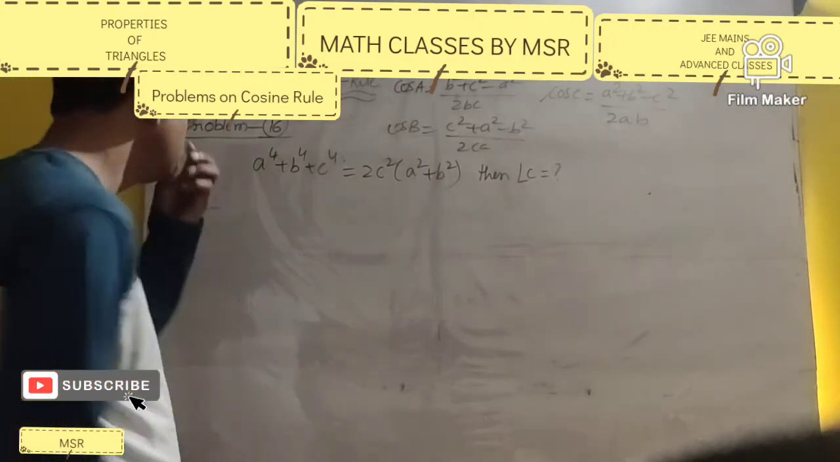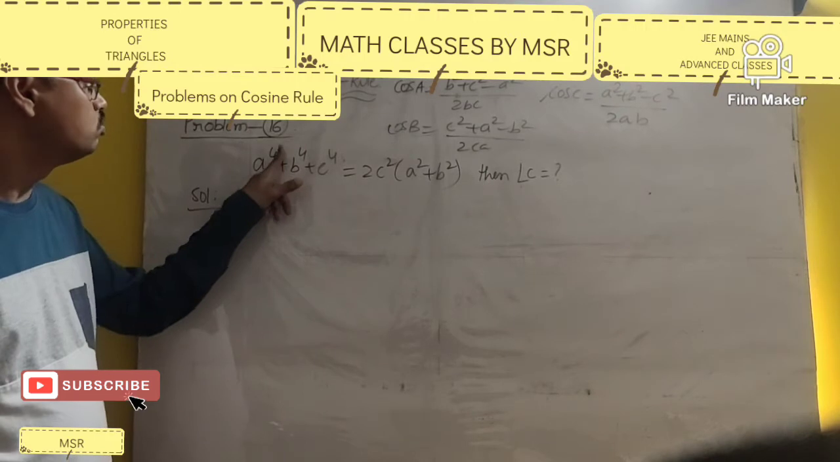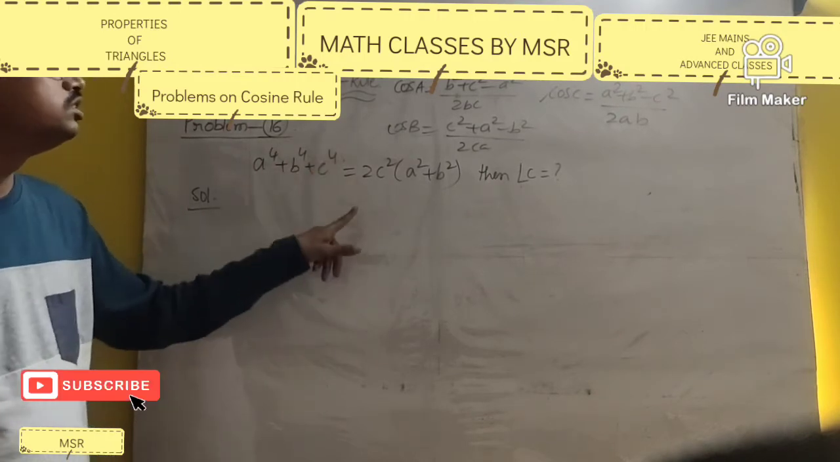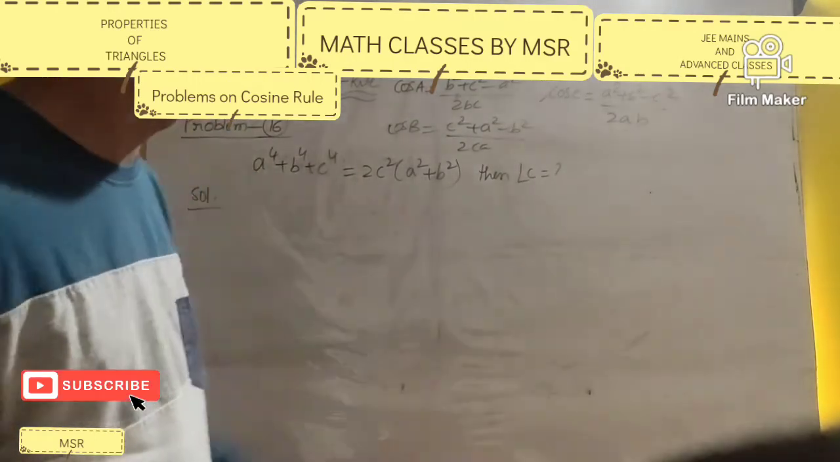Now listen to the next problem. They are given a triangle ABC, where A, B, C are the lengths of the sides. A power 4 plus B power 4 plus C power 4 is equal to 2C square times of A square plus B square. We have to find the value of angle C.